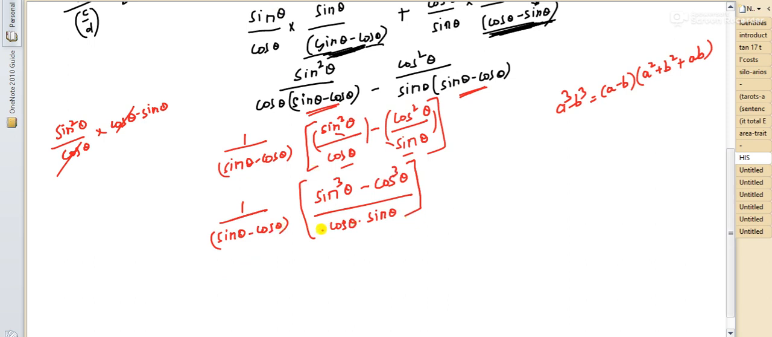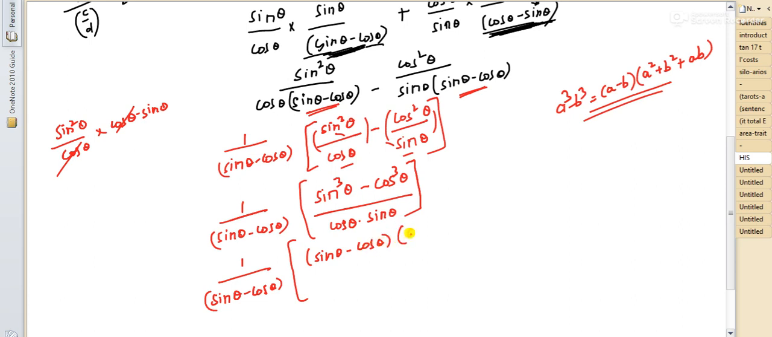So what will we get? We'll keep this as it is, 1 by sine theta minus cos theta. And here the numerator will be this, applying this formula we will get sine theta minus cos theta into sine square theta plus cos square theta plus sine theta into what? Yes, into cos theta, whole divided by cos theta into sine theta. Okay, this is what we have got.